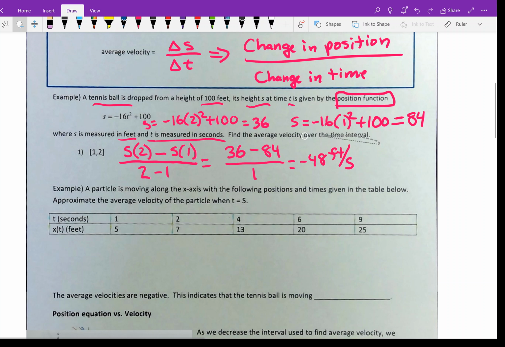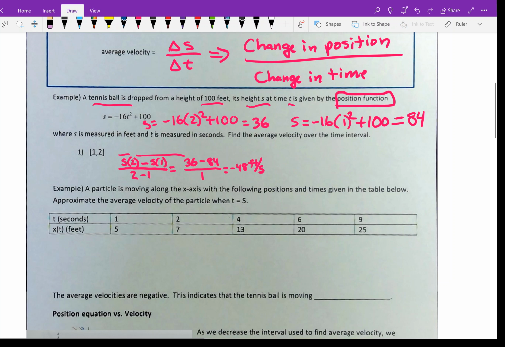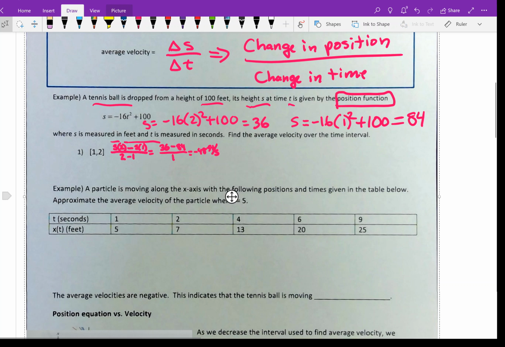Let's do one more example. I'm going to make this a little bit smaller here and move it out of the way, put it over there. I know it's kind of hard to read, but you guys should have already written it down.